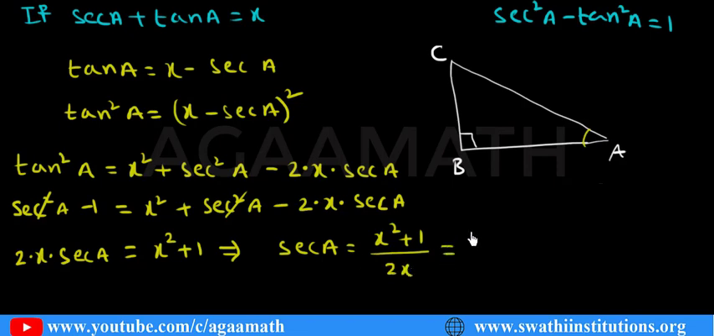Secant A ratio is what? It is nothing but hypotenuse by adjacent, right? So if this is A, the hypotenuse is x square plus 1 and the adjacent is 2x. If you simplify both, you get here x square minus 1. So that is the reason we have taken these values, right? So this is a proof for that.